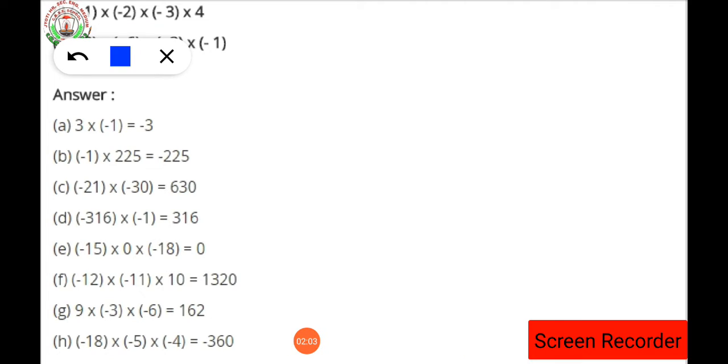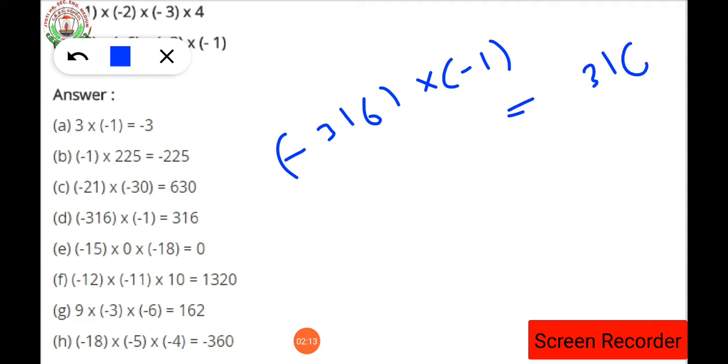Now in the same way for the D part of the question, what we are having? Minus 316 will be multiplied with minus 1. The answer will be 316 into 1 will be 316 itself, and minus will be plus, isn't it? So what will be the answer we are having? That is 316 is the answer.